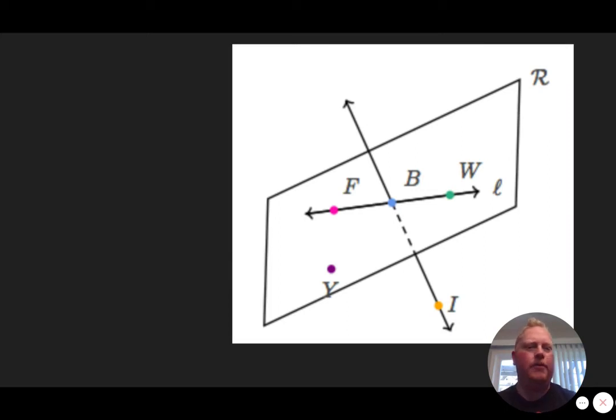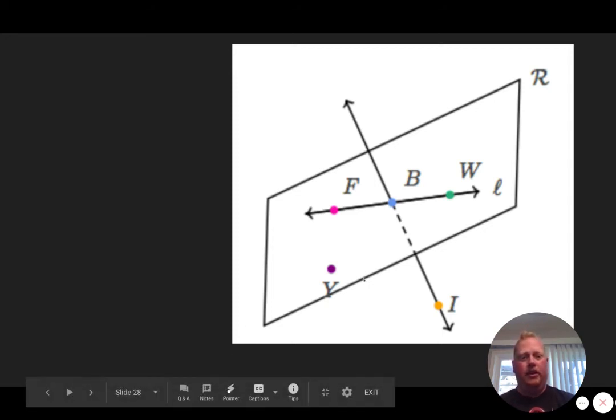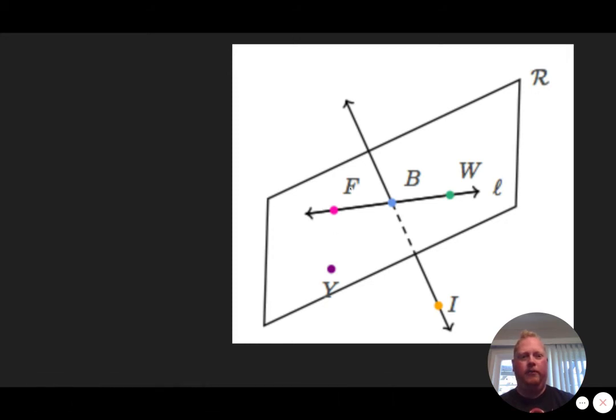So here we've got a diagram, and this is an interesting diagram. It's a 3-dimensional space being represented on a 2-dimensional surface. So we have plane R. You can see the cursive letter there, so plane R. And in that plane we have F, B, W, Y. Line L is in there.